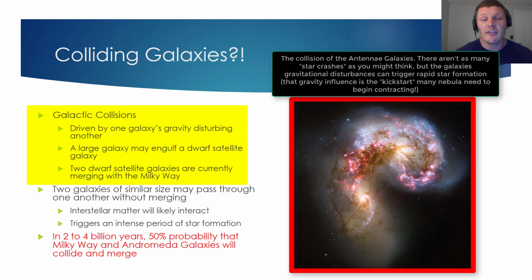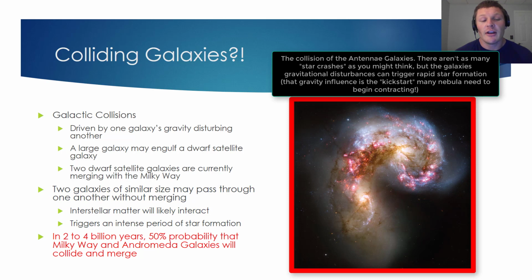In fact, two galaxies with similar size could pass through one another without merging. There may be gravitational interactions between the matter in those galaxies, but the number of cataclysmic head-on collisions will be lower than you'd probably think. It is important to note, though, that if two galaxies do run through one another, those gravitational disturbances could trigger the collapsing of nebula, and that could lead to an intense period of star formation in that galaxy.